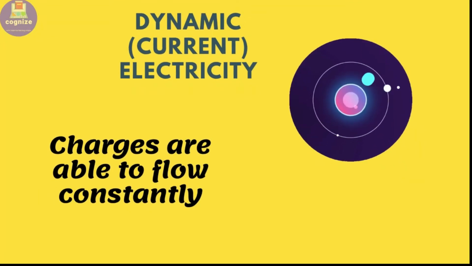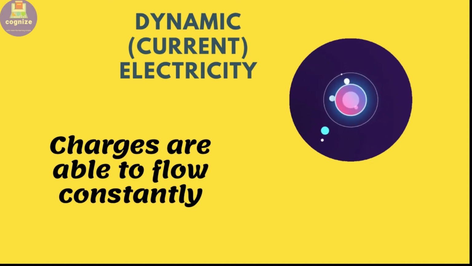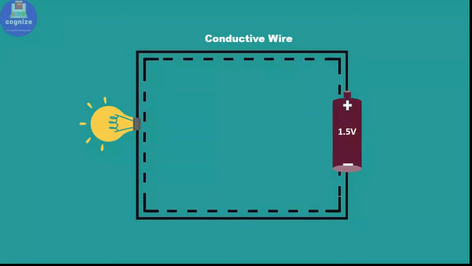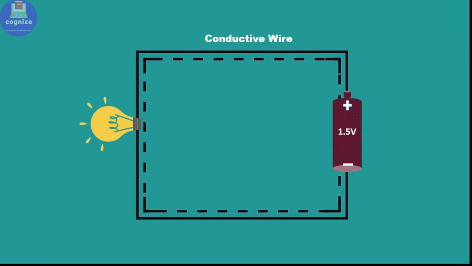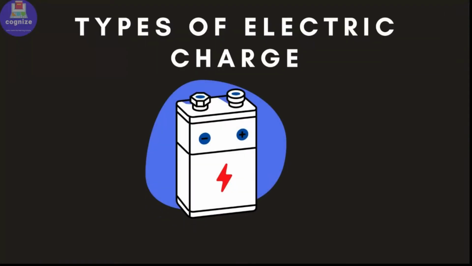Current electricity is a form of electricity in which the charges are able to flow constantly. That is why it is also called dynamic electricity. In order for current electricity to flow, it requires a circuit to be closed with a never-ending loop of conductive material. Let's move to the key concept of electric charge.